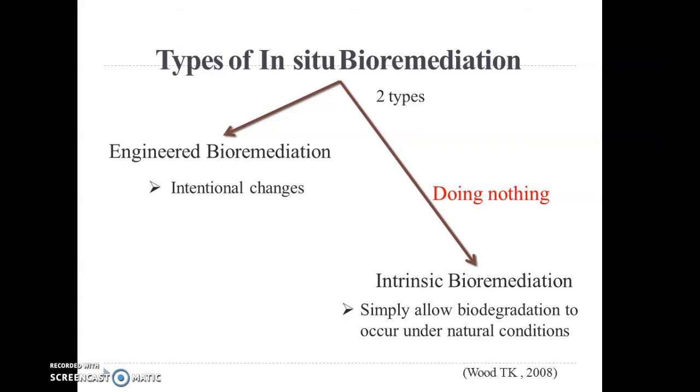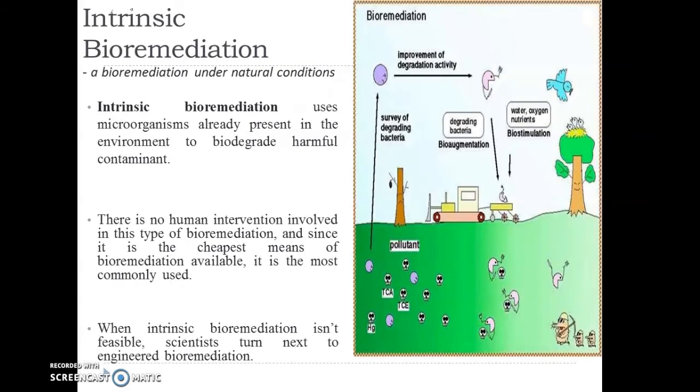Engineered bioremediation is intentional change. We can do several changes in that area and introduce several new microbes into a particular area which are not actually present there. We can introduce certain microbes and bioremediate. First, coming to intrinsic bioremediation: it is bioremediation under natural condition, using microorganisms already present in the environment to biodegrade harmful contaminants.